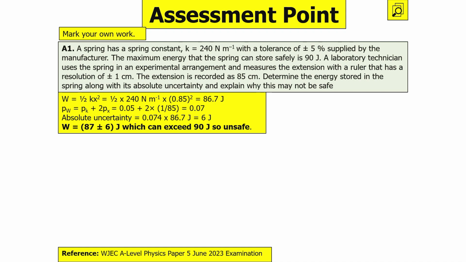So therefore our absolute uncertainty is going to be 0.07 times 86.7, which is 6 joules. Now that is higher than 90 joules, which is the safe value, because 87 plus 6 would be 93. So therefore this is actually unsafe.